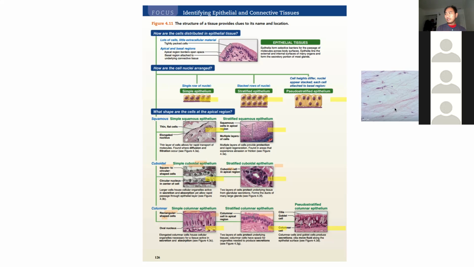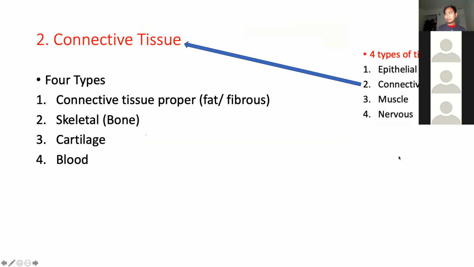So connective tissue is the second type of tissue in our body. And underneath the connective tissue umbrella, we have 4 subtypes. So connective tissue proper, skeletal, bone. Our bone is a form of connective tissue. Cartilage is a form of connective tissue. Even the blood is a form of connective tissue.